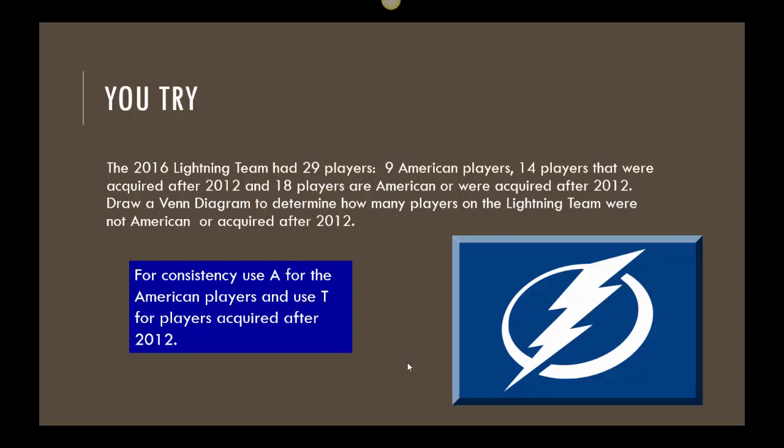So I want you to draw a Venn diagram. That's part of the question. You've got to draw a Venn diagram. And then afterwards, I want you to determine how many players of the Lightning team were not American or acquired after 2012. Just to make this consistent, I want you to use A for American and T for players acquired after 2012. So pause me right now. Write all this stuff down, draw your pictures, and then come back and see how you did.